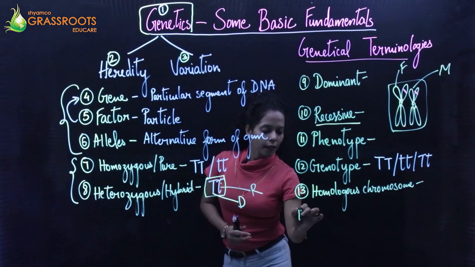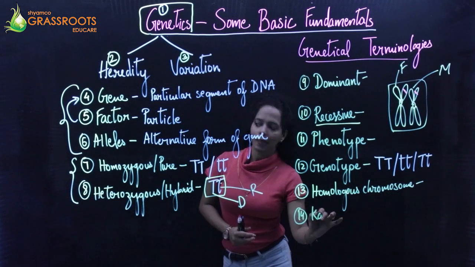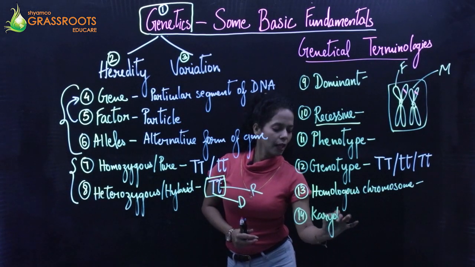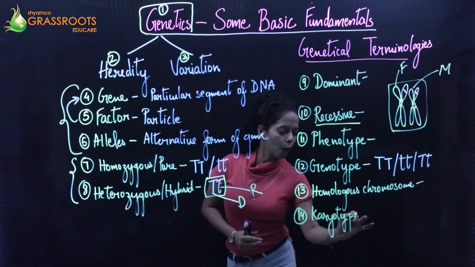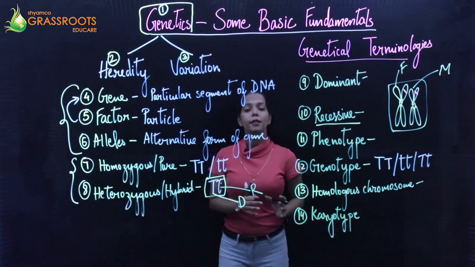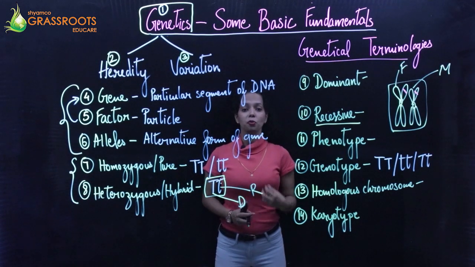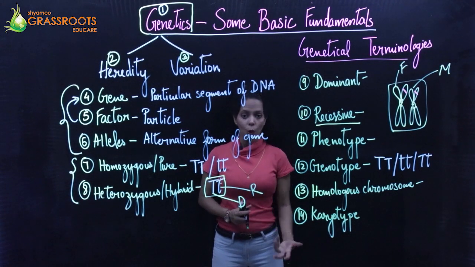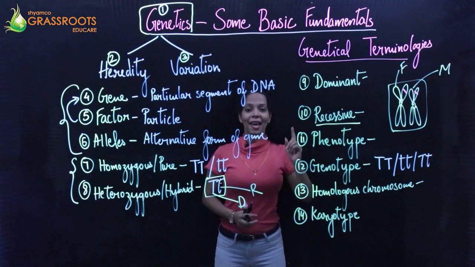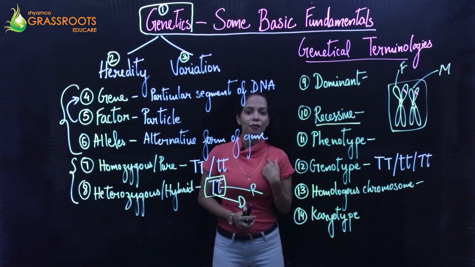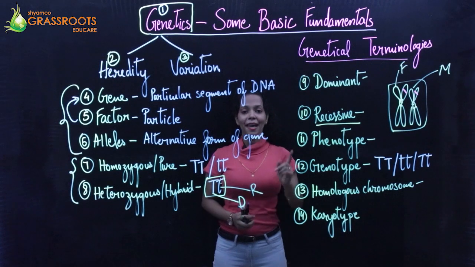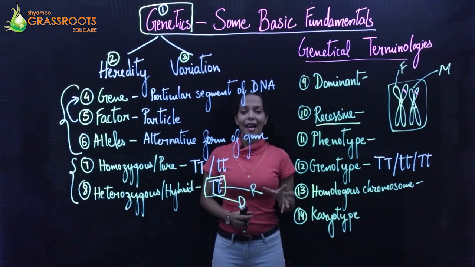Next we have karyotype. What is karyotype? Karyotype is nothing but the chromosomal setup of any individual. For example, if I have to give my chromosomal setup, there will be 23 pairs of chromosomes. At the end, there will be XX. Why? Because I am a female. If there is a male, there will be XY. That is known as karyotype.